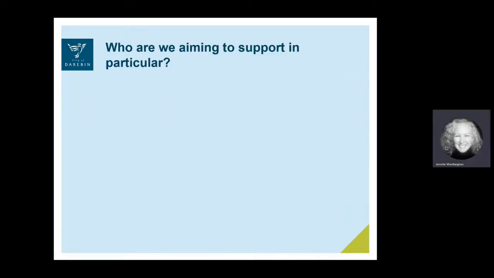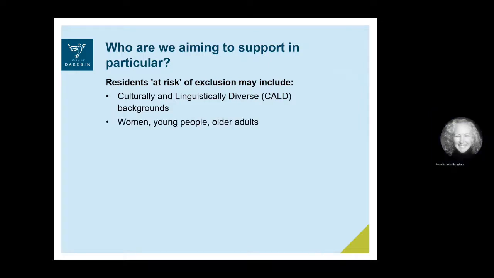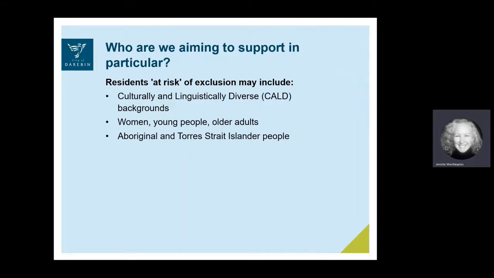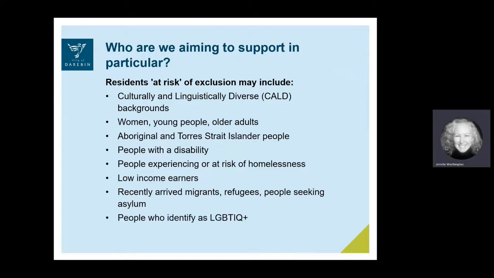Who are we aiming to support in particular? Residents at risk of exclusion may include culturally and linguistically diverse backgrounds, women, young people and older adults, Aboriginal and Torres Strait Islander people, people with a disability, people experiencing or at risk of homelessness, low-income earners, recently arrived migrants, refugees, or people seeking asylum, people who identify as LGBTIQ+.